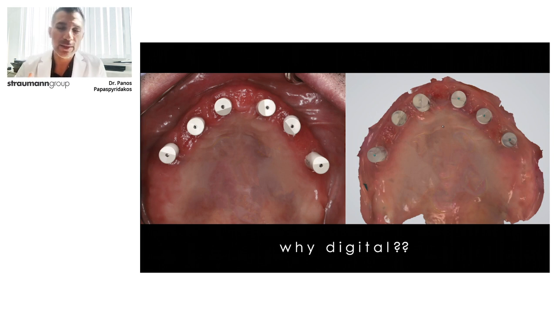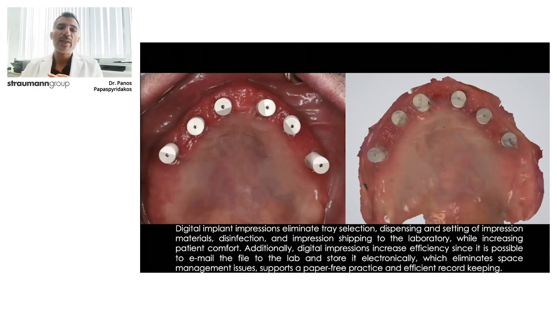But why digital? We have this splinted open tray technique, which is reliable. It has been used for many years and it always gives accuracy of fit. But why digital? The digital implant impression can eliminate the tray selection, the dispensing and setting of the material, which sometimes is associated with polymerization shrinkage.